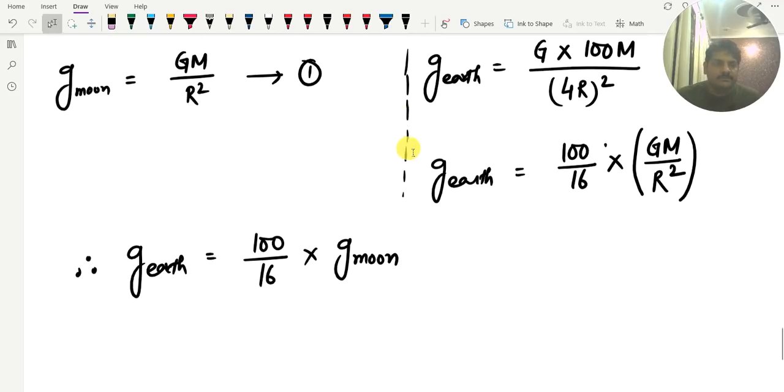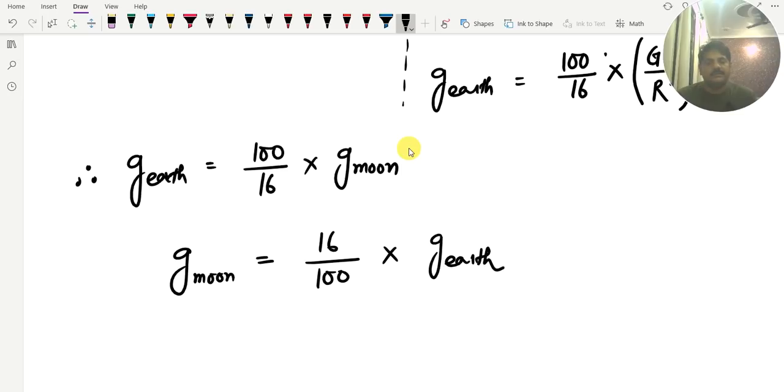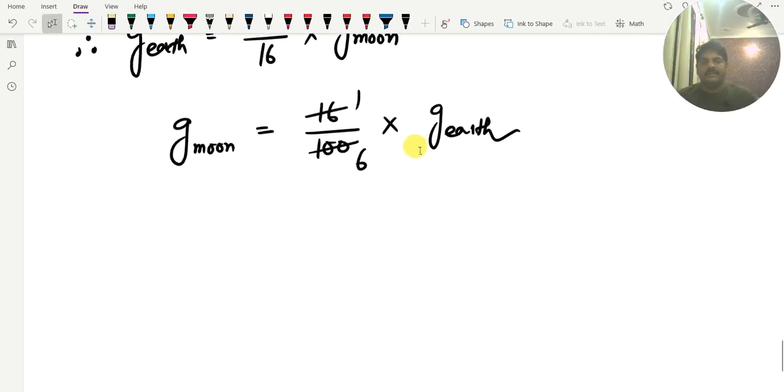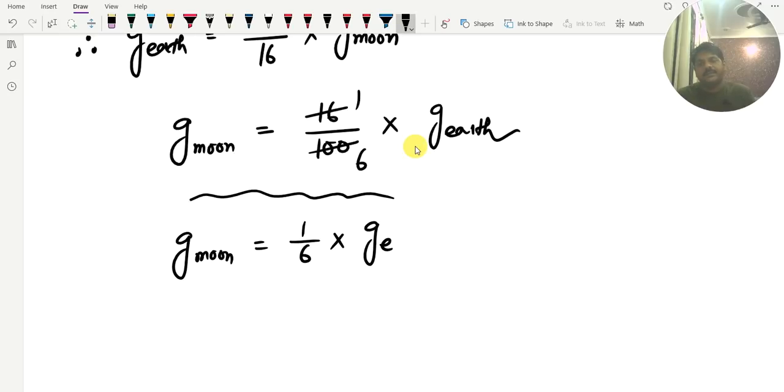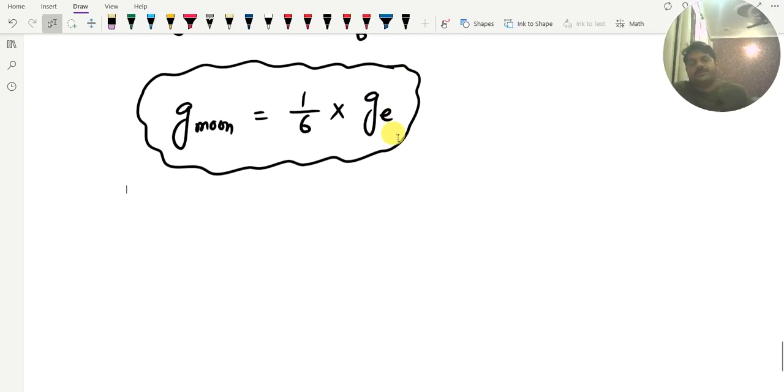So put the values now. If you transpose G Moon to one side, G Moon is equal to 16 upon 100 into G Earth, and 16 upon 100 is roughly equal to 1/6. So we get G Moon is equal to 1 by 6 into G Earth. If the acceleration due to gravity on Moon is 1/6 that of the Earth, what is the conclusion then? Acceleration is 1/6. Therefore, the weight would also be 1/6.